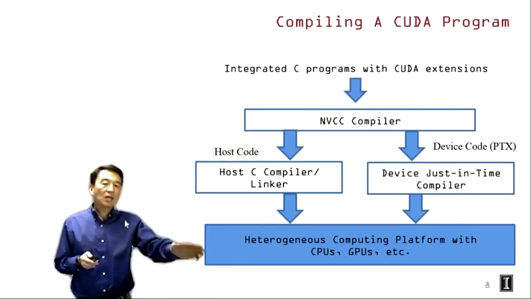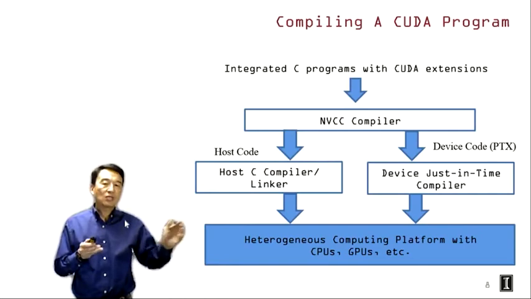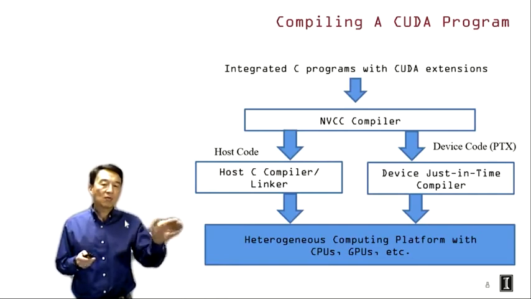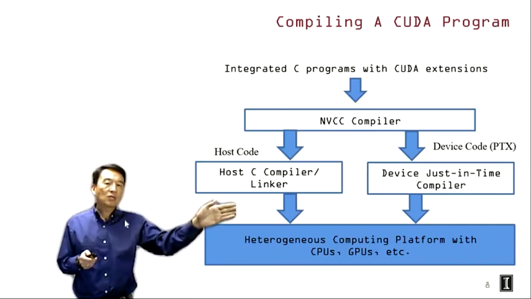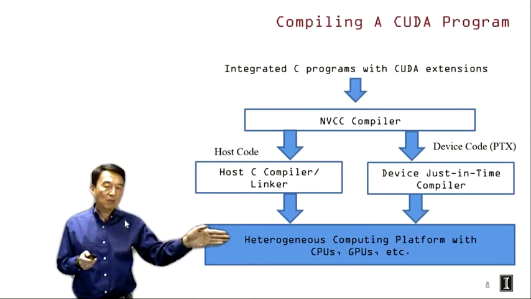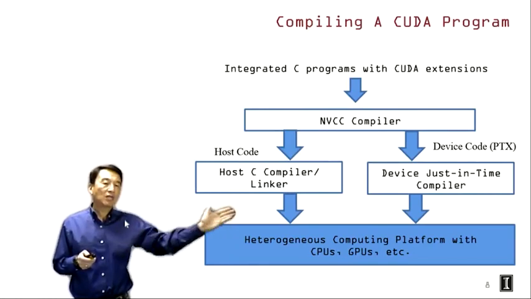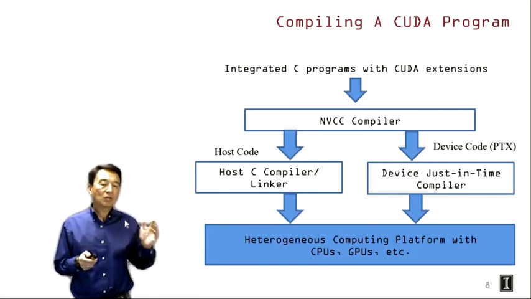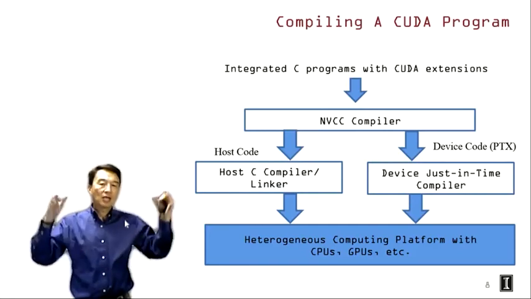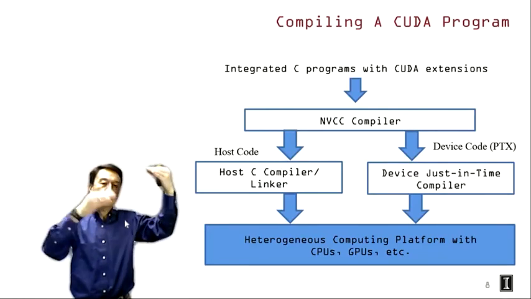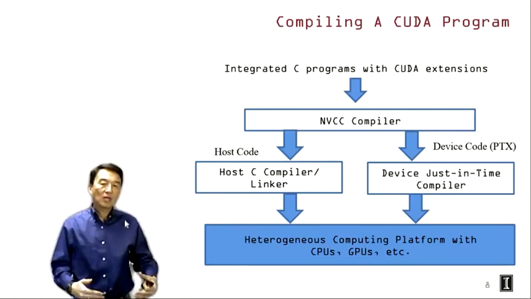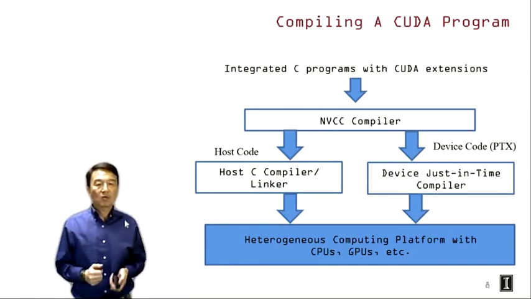Then both types of executables will be used for this heterogeneous computing platform. The host binary will be used on the host, which is a CPU, and the device binary will be run on the device hardware, such as a GPU. This allows you to take a single piece of program with host and device functions and run them correctly in a heterogeneous computing platform.